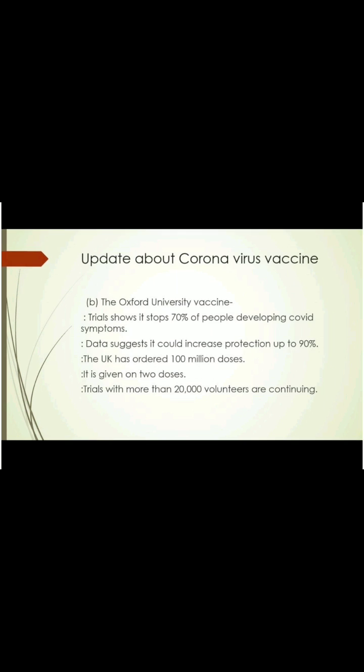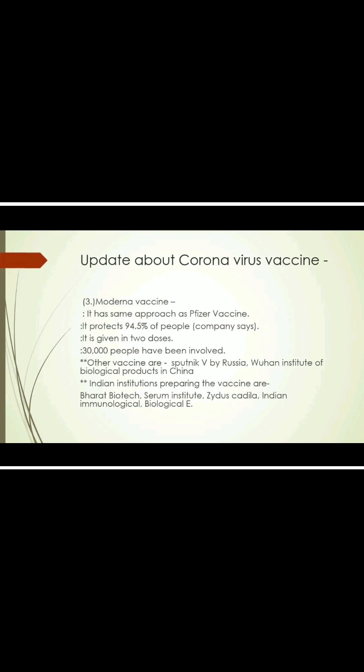The second is the Oxford University vaccine. Trials show it stops 70% of people developing COVID symptoms. Data suggests it could increase protection up to 90%. The UK has ordered 100 million doses. It is given in 2 doses. Trials with more than 20,000 volunteers are continuing. This may be one of the easiest vaccines to distribute because it does not need to be stored at a very cold temperature.